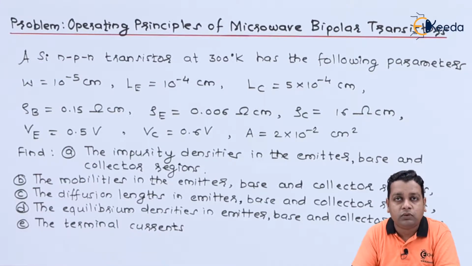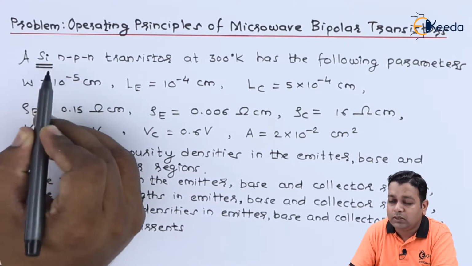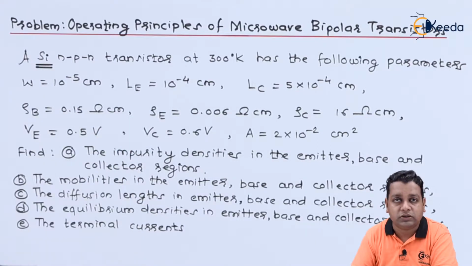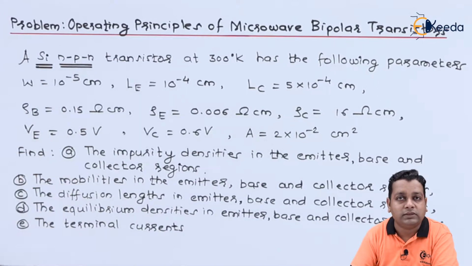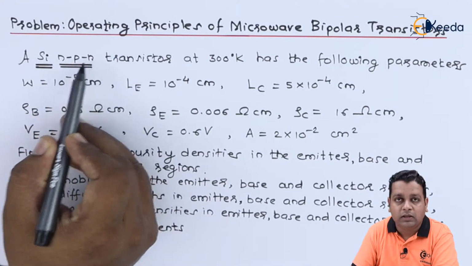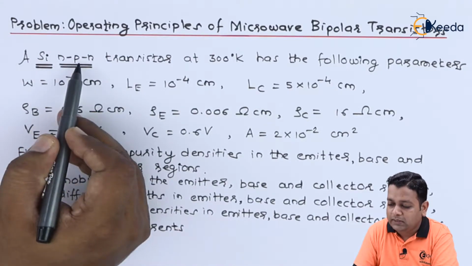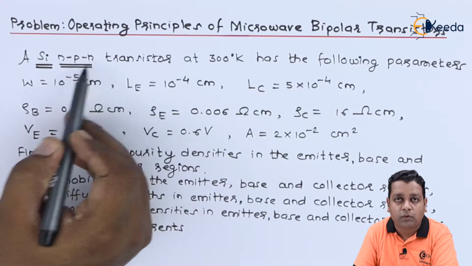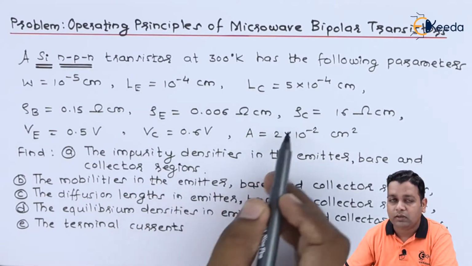Now, if we get back to the problem statement, it is very clear that the silicon semiconductor material is used in the manufacturing of the bipolar transistor here, and the transistor configuration simply has the semiconductor materials in the sequence NPN. So it means that we have N type of emitter, P type of base and again N type of collector region with these given details.